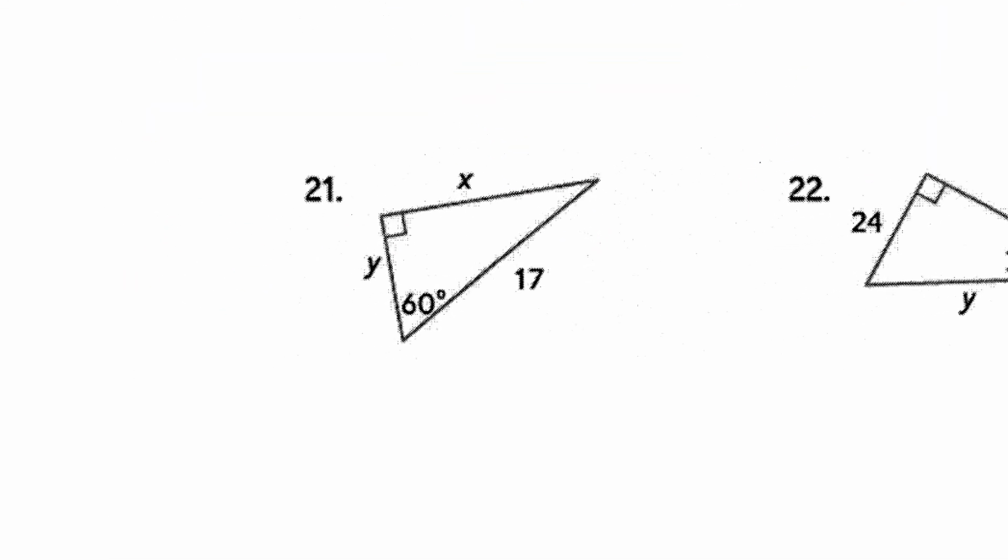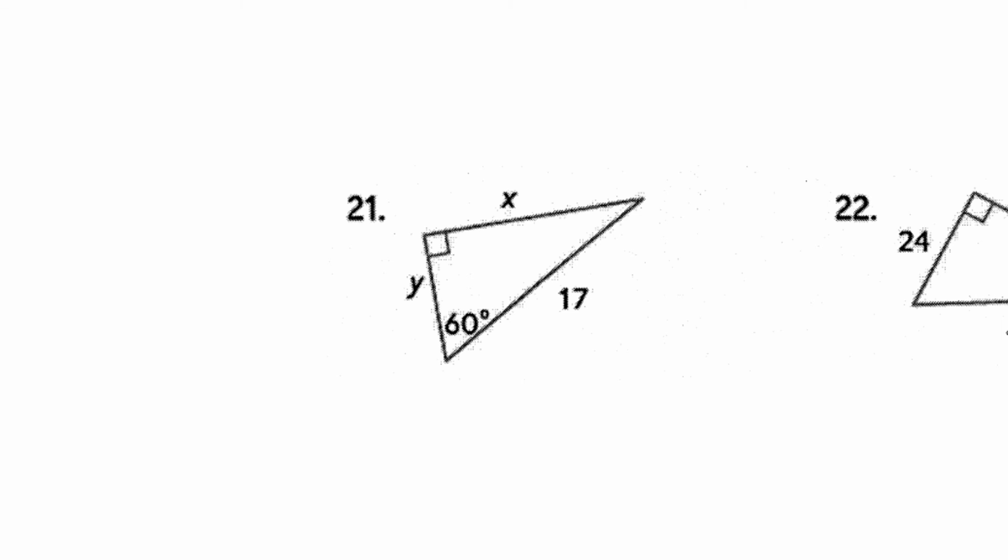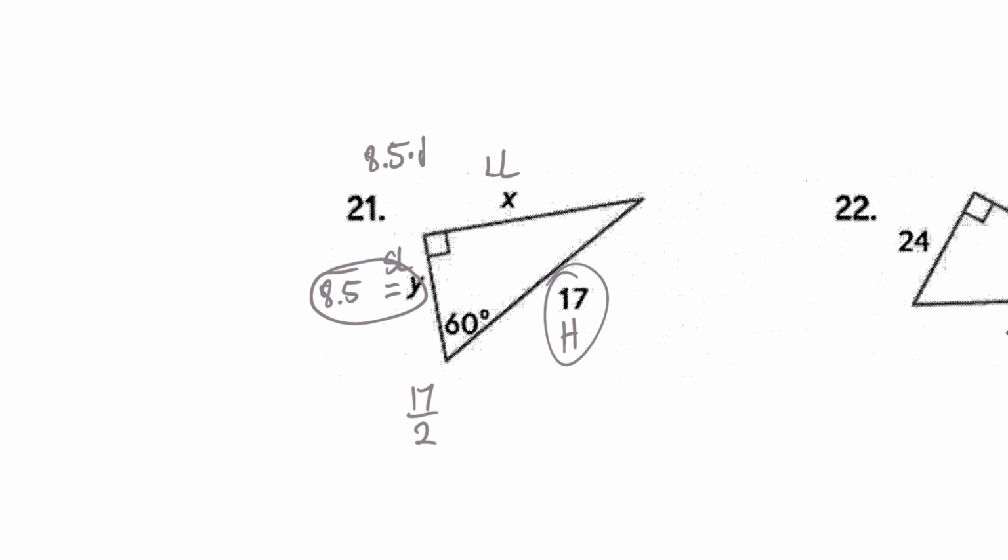All right, try number 21 real quick. Okay, so which one's H on 21? 17, long leg, short leg. So to get from the hypotenuse to the short leg, what do we do? Divide by 2, what does that give you? 8.5, and then from there up to there, we multiply by the square root of 3. 8.5 times the square root of 3. 14.72.